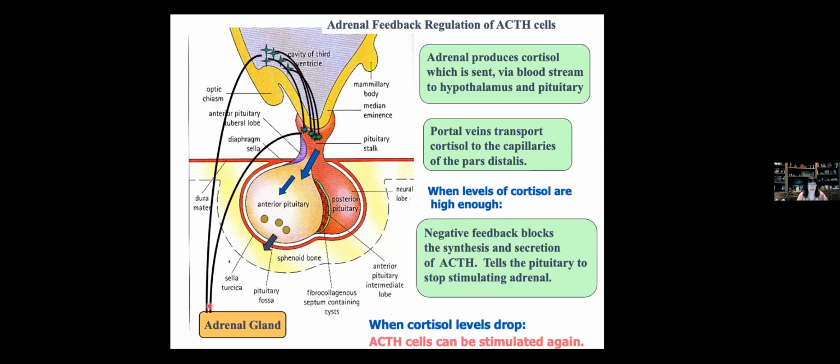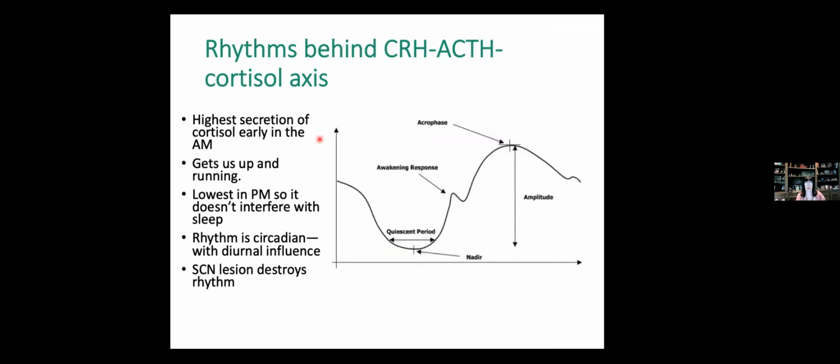And then this just shows you the feedback loop. I won't go over the details, but this is the feedback loop to those particular cells. Now, the CRH, ACTH, cortisol axis is basically rhythmic. And as I alluded to earlier, it is circadian. It has some diurnal influences, but basically it's circadian.